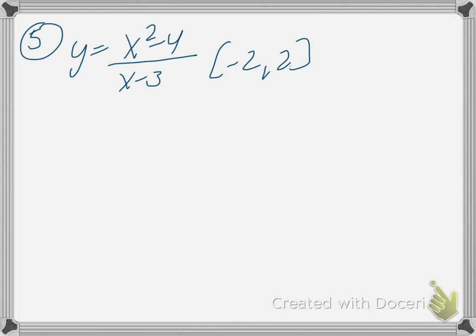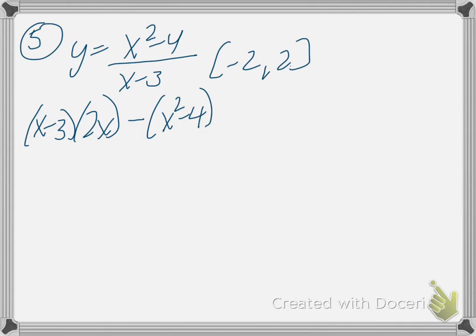Okay, for number 5, the answer is approximately 0.764. Okay, so this is Rolle's theorem, so I'm going to take the derivative, which is a quotient rule. So it's the bottom times the derivative of the top minus the top times the derivative of the bottom, which is just 1, all over the bottom squared. I'm going to set that equal to 0.